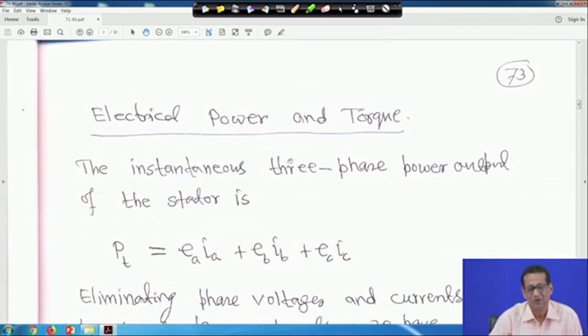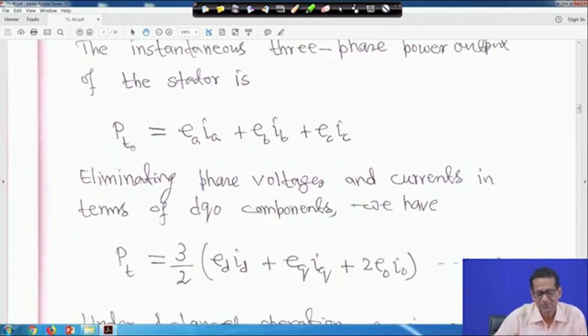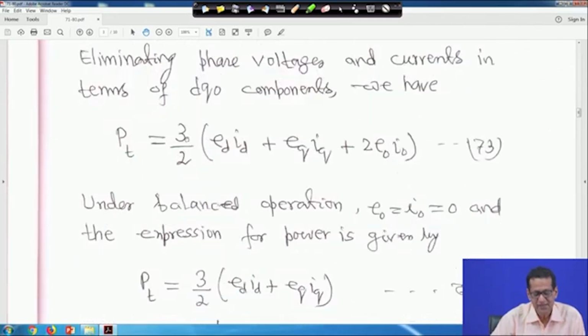Now, electrical power and torque. The instantaneous three phase power output of the stator is, generally, Pt equals Ea Ia plus Eb Ib plus Ec Ic. If you apply the dq0 transformation, eliminating phase voltages and currents in terms of dq0 components, that is, you substitute Ea, Ia, Eb, Ib, Ec, Ic all in terms of the dq components, and simplify, then you will get Pt equals 3 by 2 into (Ed Id plus Eq Iq plus 2 E0 I0), equation 73. This also you should keep in your mind.